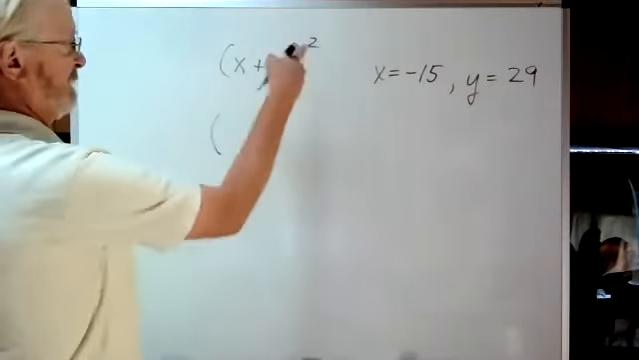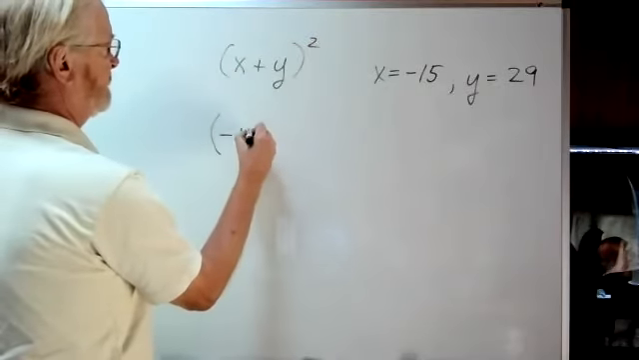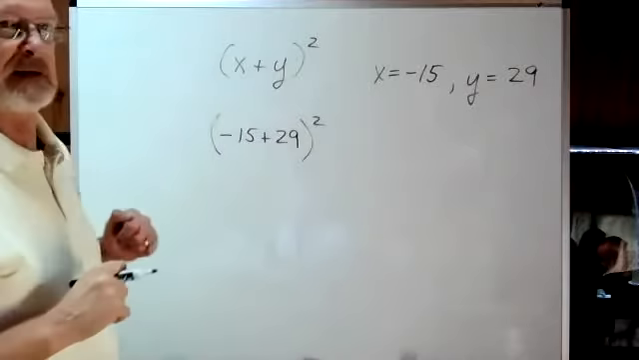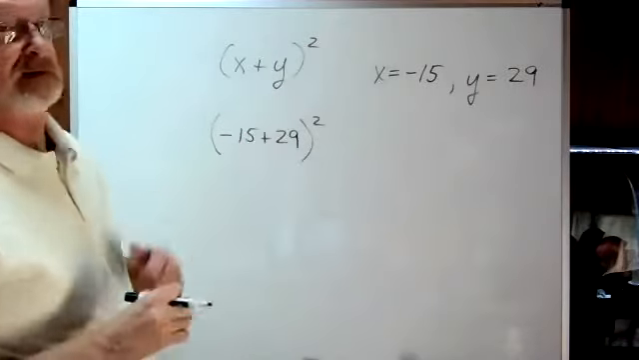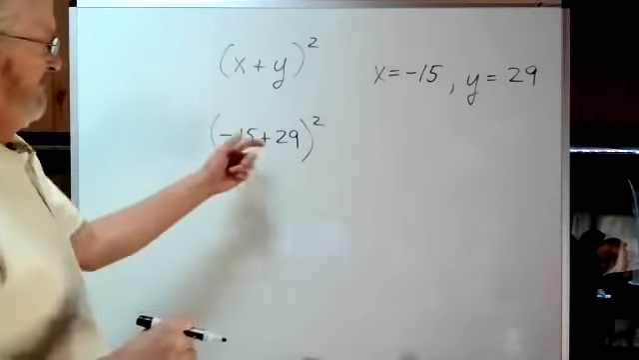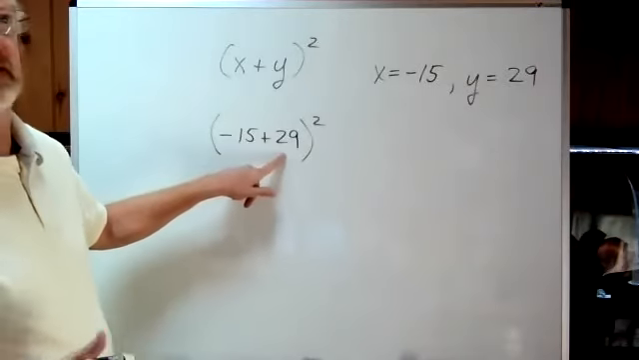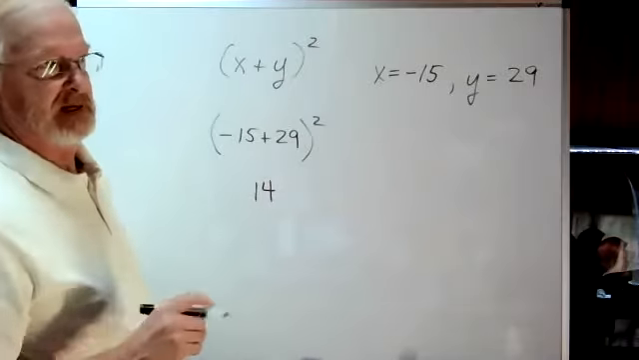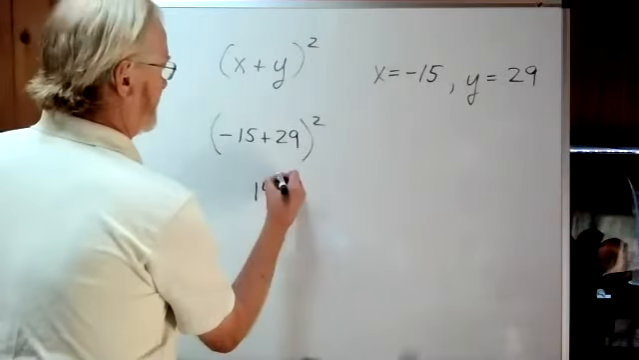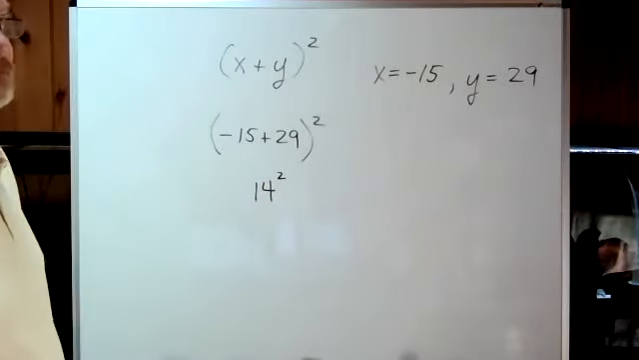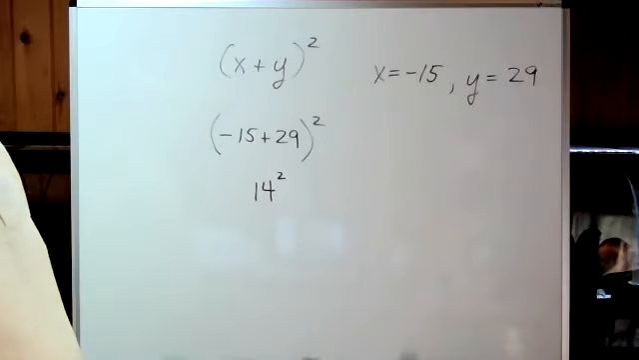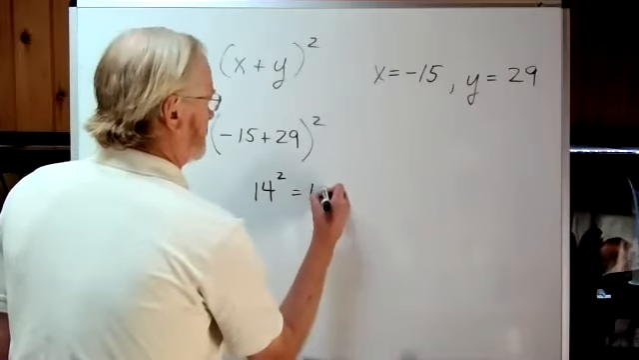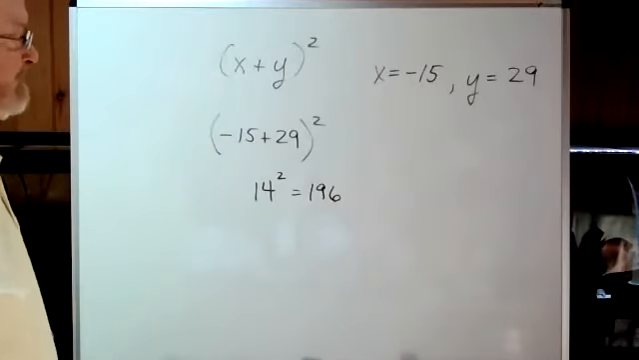So here's my parentheses. -15 plus 29, whatever result I get inside that grouping, I am then going to square. So -15 plus 29 is a +14. Now I don't really even need parentheses anymore because it's all combined. I can just say now that's 14 squared. Okay, 14 squared, 196.